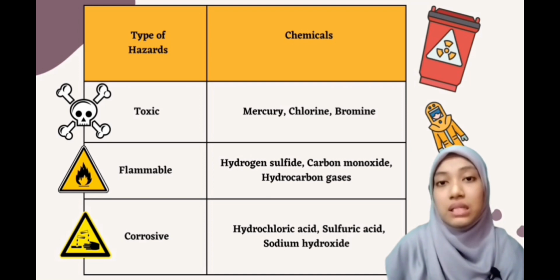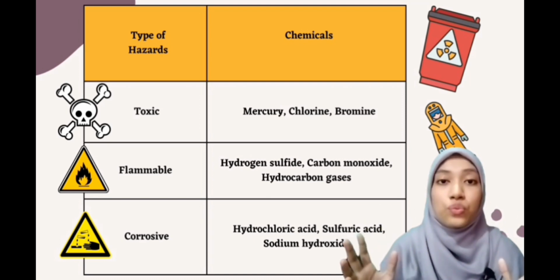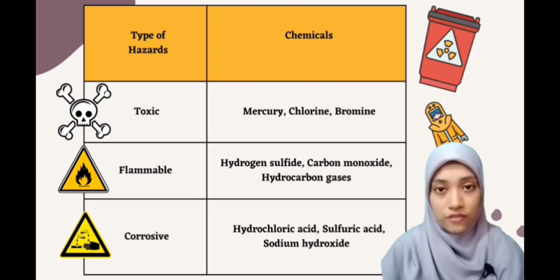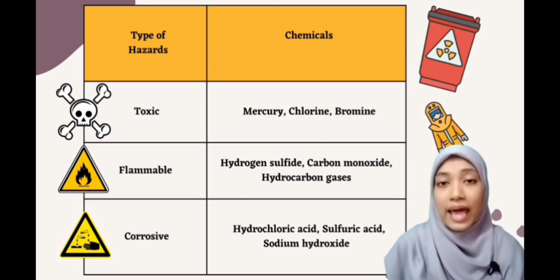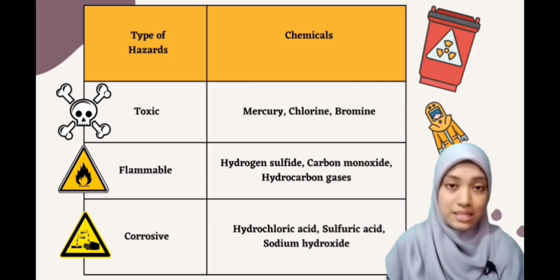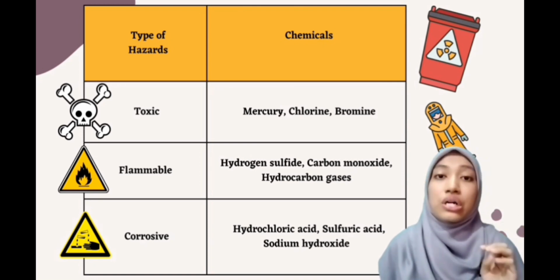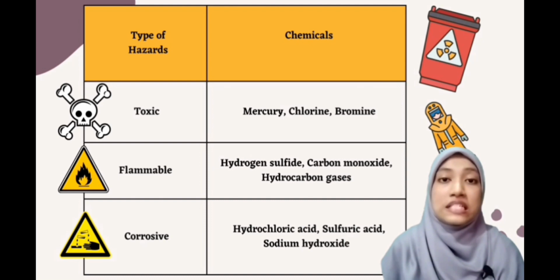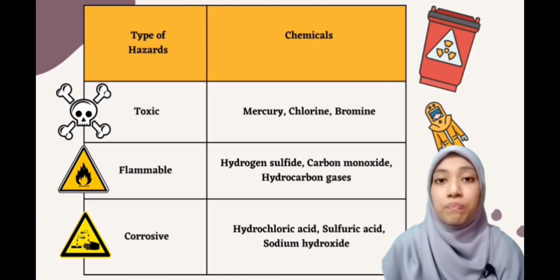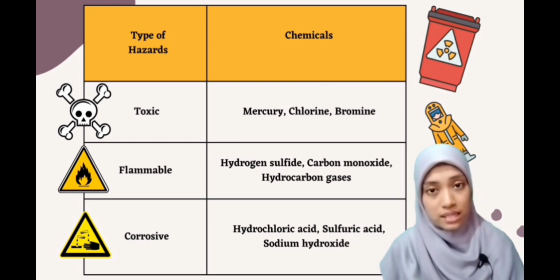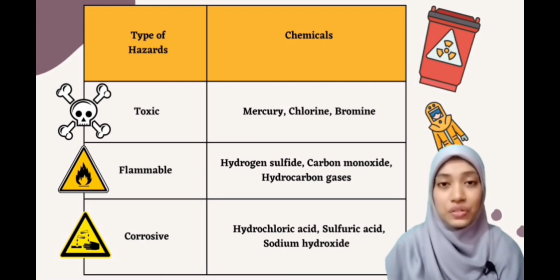This type of chemical may explode if mixed with oxygen or air. The examples are hydrogen sulfide, carbon monoxide, and hydrocarbon gases. And the third type of chemical hazard is corrosive, which may cause serious injuries on prolonged contact with skin. Examples are hydrochloric acid, sulfuric acid, and sodium hydroxide.